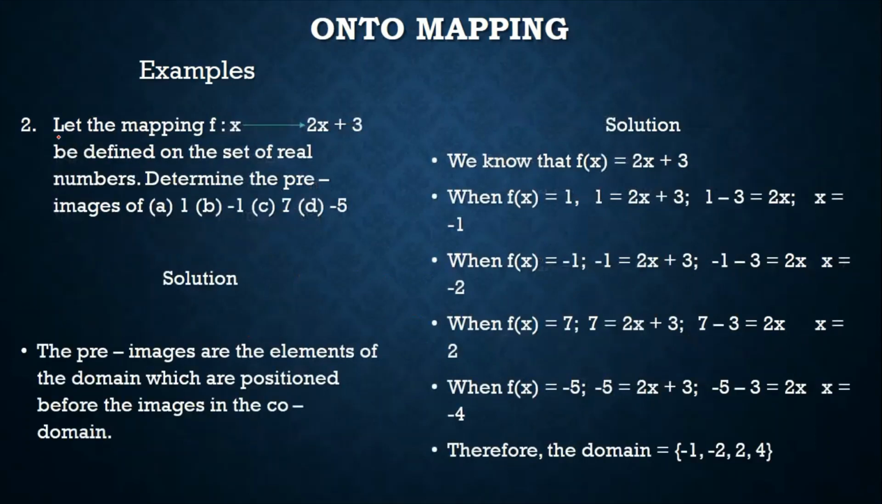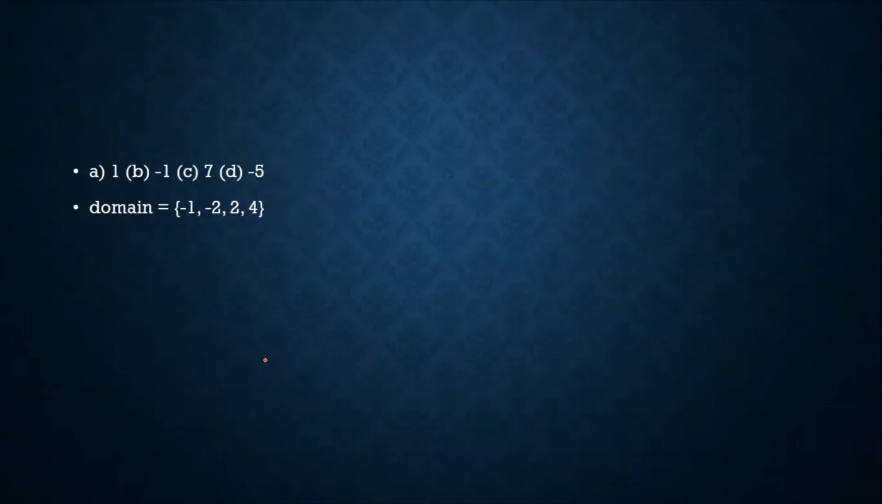The second example says, let the mapping of x equals 2x plus 3, now this is a function, be mapped on the set of real numbers. Now these are the real numbers 1, minus 1, 7, and minus 5. Okay, these are the pre-images. So pre-images, they are the range, right? We are looking for the domain. Let's look at what this is saying. It says the pre-images are the elements of the domain which are positioned before the images in the codomain. Let's solve this.